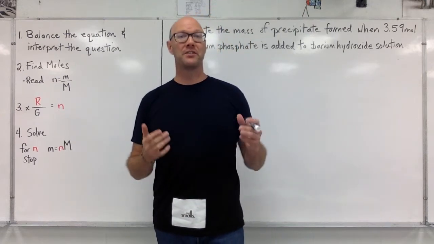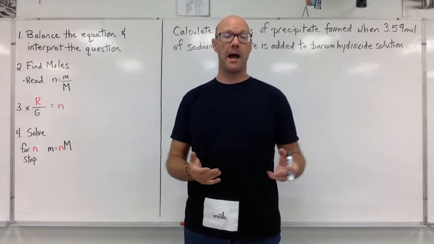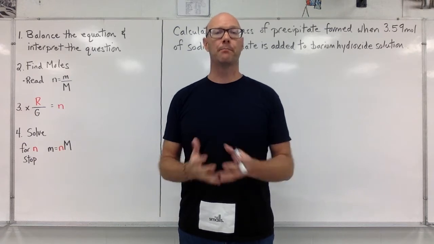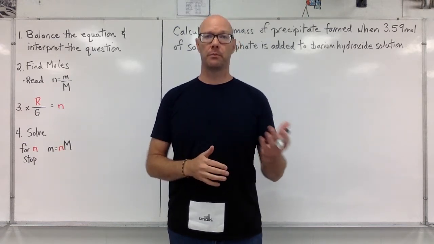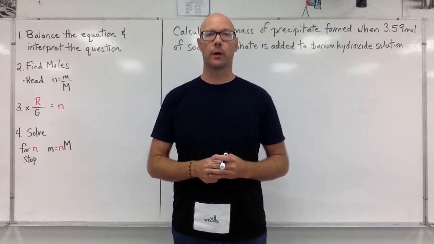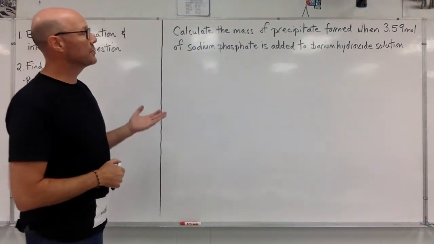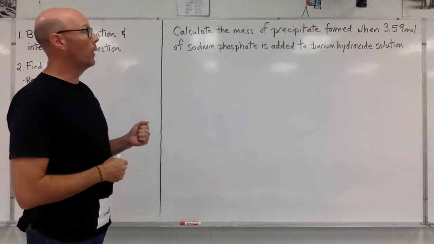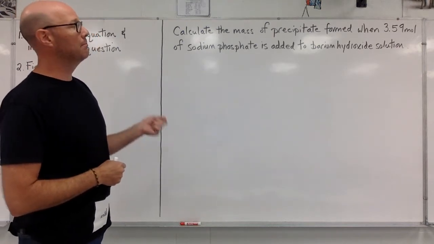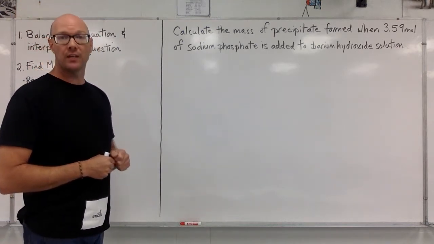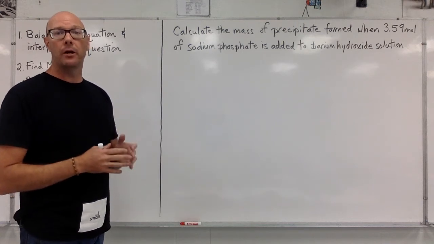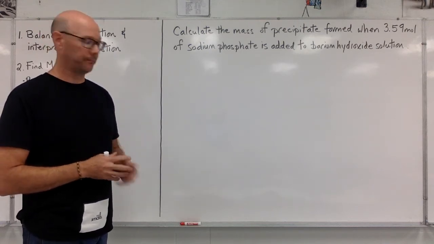Hi everyone. This is an example of a mole to mass style problem, and it brings the situation of solving for the precipitate into the mixture as well. Here we go. Calculate the mass of precipitate formed when 3.59 moles of sodium phosphate is added to barium hydroxide solution.